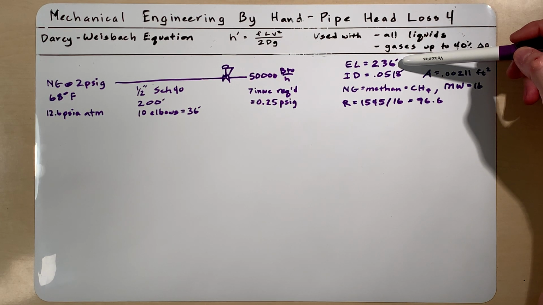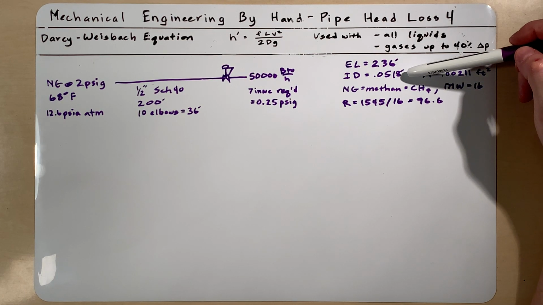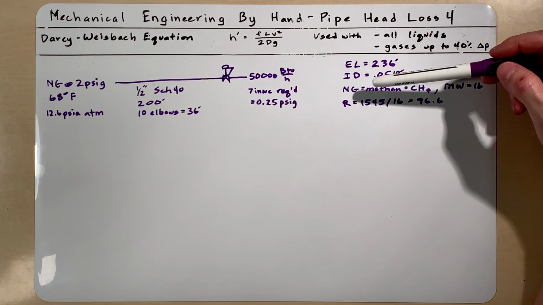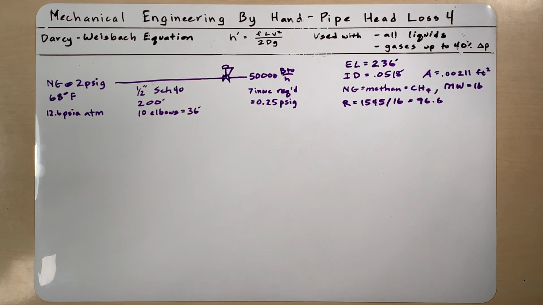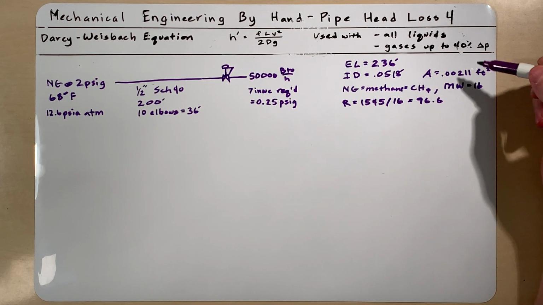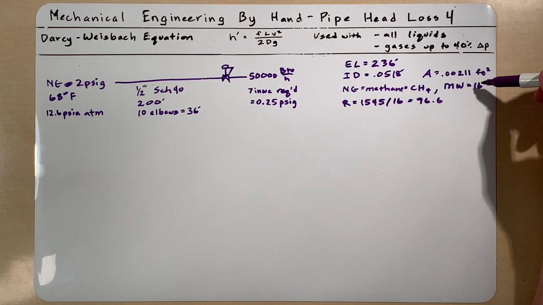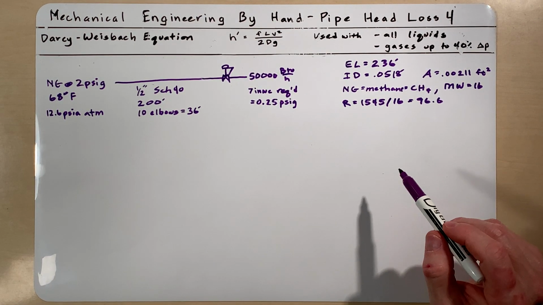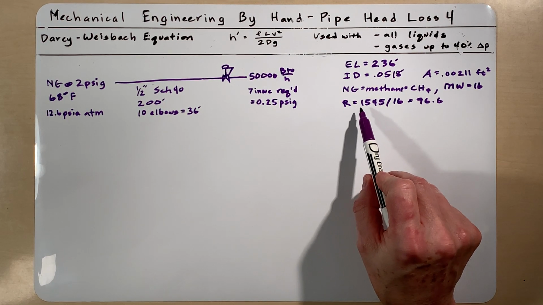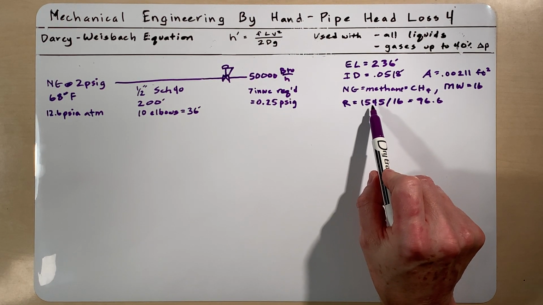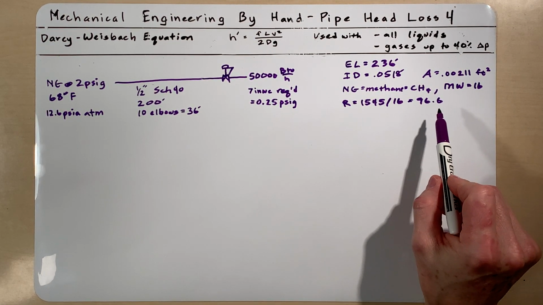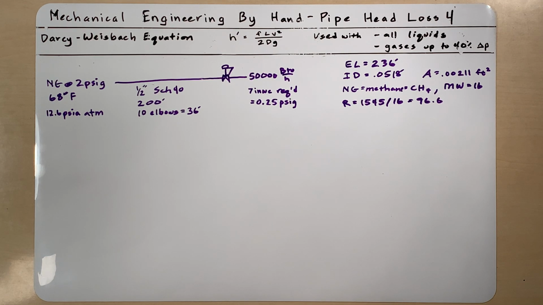And then over here, I just took the equivalent length of the pipe, which is 200 feet plus the 36 feet for the elbows. ID of the pipe in feet, the area in feet squared. And then natural gas is mostly methane, which is CH4. And so that molecular weight would be 16. That's 12 for carbon and 1 for each hydrogen. And then the gas constant for natural gas would be the universal gas constant, which is 1545 divided by the molecular weight, and we get 96.6.